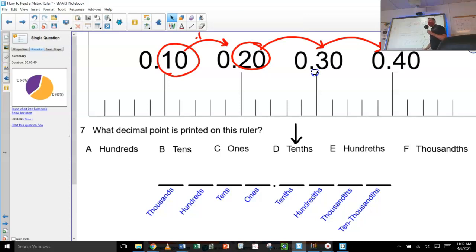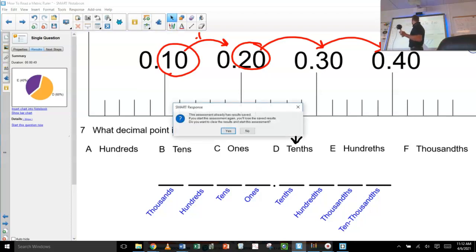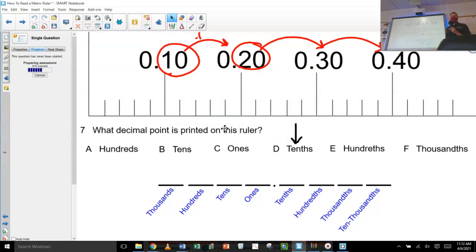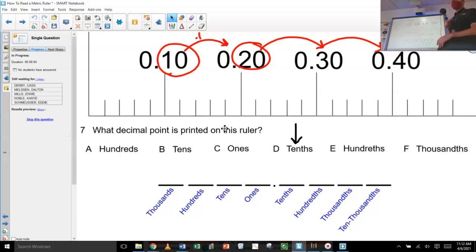Okay. Well, I tell you what, we've heard from a few people, right? You heard Eddie, you heard Cass, you heard Zoe. Do any of these people make any sense to you? Put your answer in again, Dalton. What do you think the correct answer is?